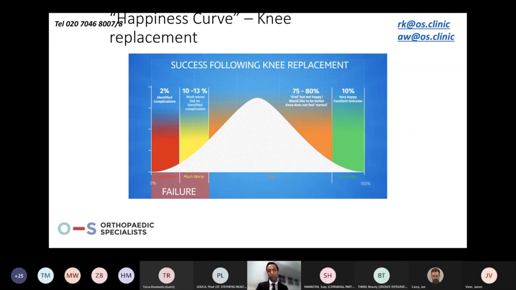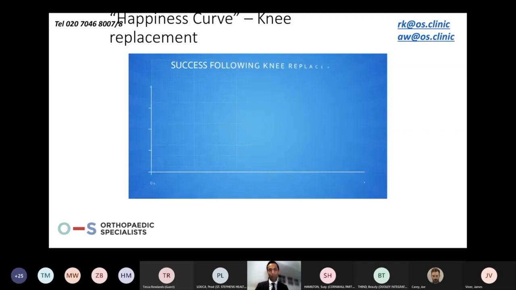Now, if you look at the happiness curve for a hip replacement, it's completely different. The vast majority of hip replacement patients are delighted. They do very well. It's a much easier recovery. And they will often say that the toothache, hip pain and groin pain that they had before has gone. So I'm not saying this particular curve applies to both hip and knee. It certainly doesn't with the hips. But with the knee replacements, this can be a problem.